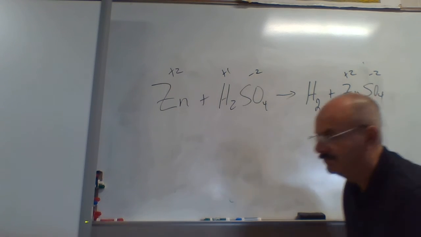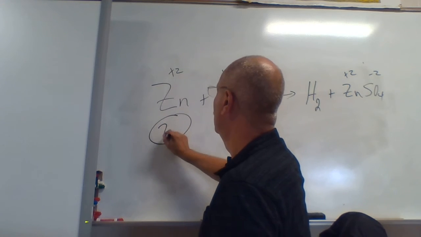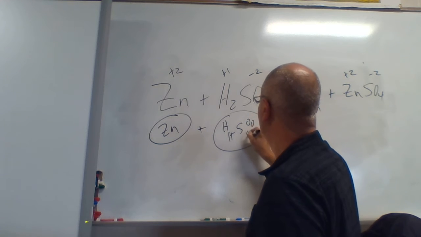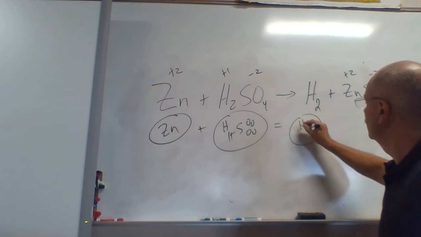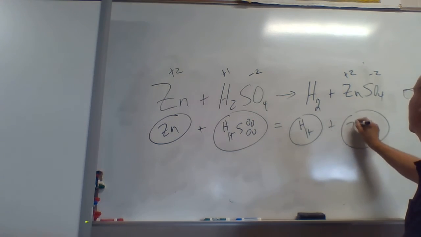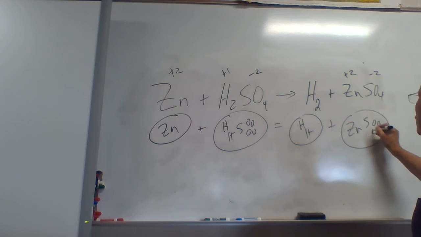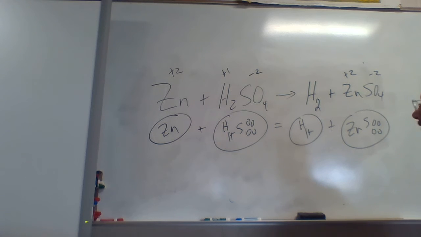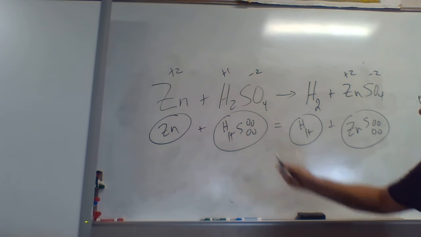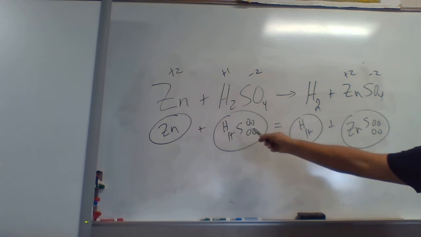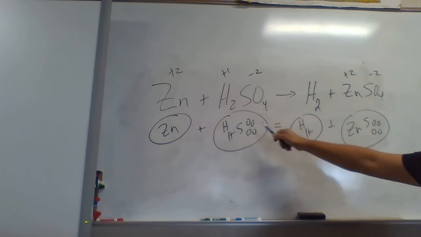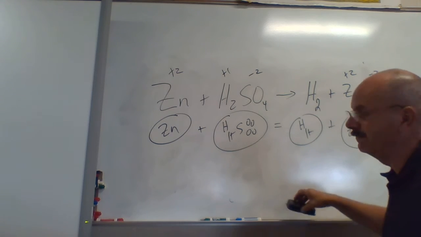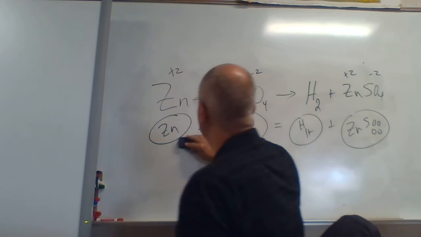Now I got to balance it. So we've got 1 Zn plus, I got 2 H's, an S, and 4 O's. That's equal to 2 H's plus I got Zn, S, and 4 O's. So I got a Zn and a Zn. So those are even. I got an S and an S. That's even. I got 2 H's, 2 H's. And I got 4 O's, 4 O's. This one's even just the way it sits. So I don't have to do anything more. All right, we got one more.